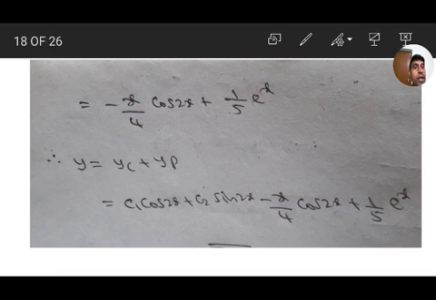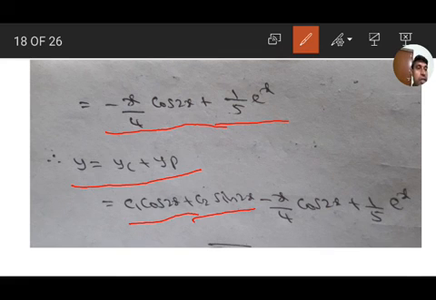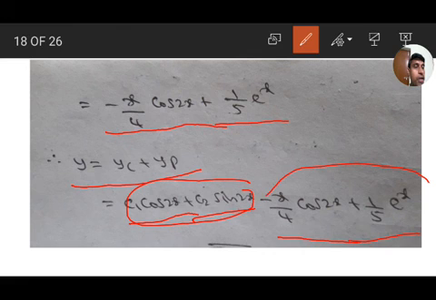the particular integral is minus x by 4 cos 2x plus 1 by 5 e to the power of x. Therefore, the general solution y equals yc plus yp, that is c1 cos 2x plus c2 sin 2x minus x by 4 cos 2x plus 1 by 5 e to the power of x. It is a complementary function plus the particular integral.